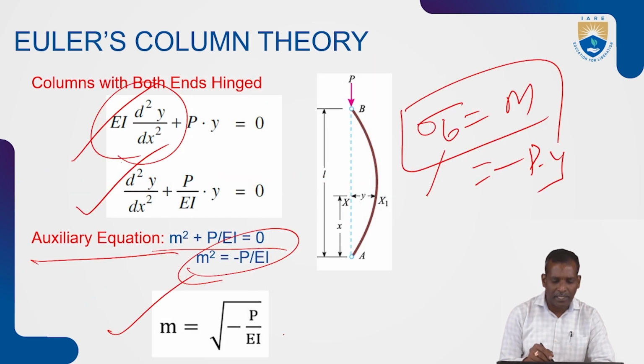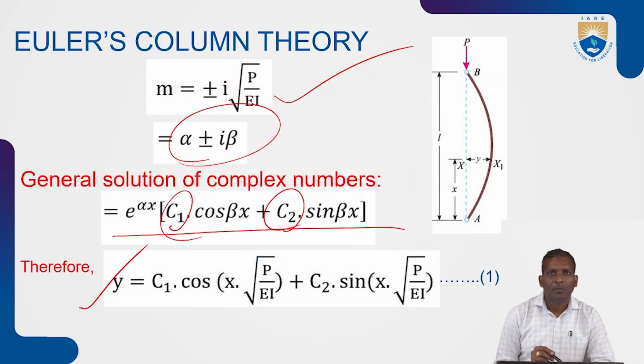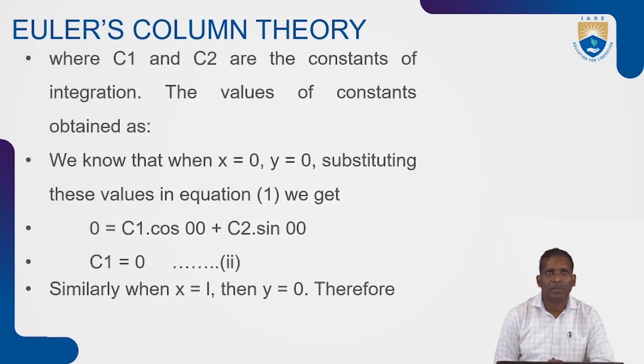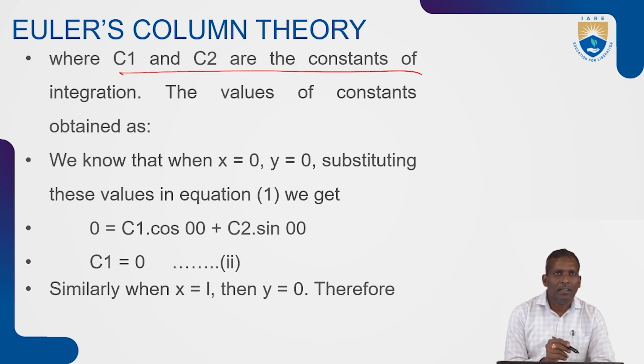plus C2 into sin x times the square root of P by EI. So this is written as equation 1, where C1 and C2 are the constants of integration, the values of which are obtained by substituting initial values, the boundary conditions.